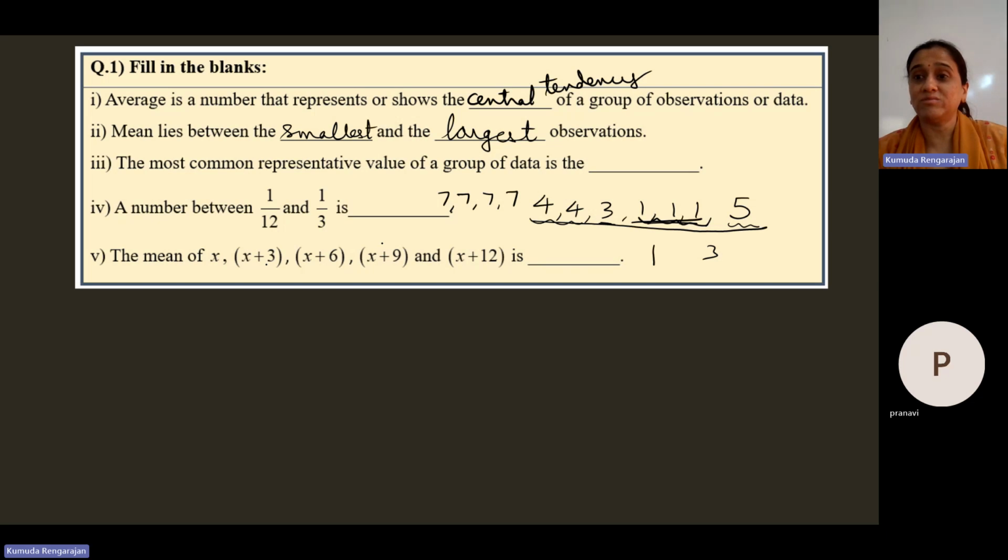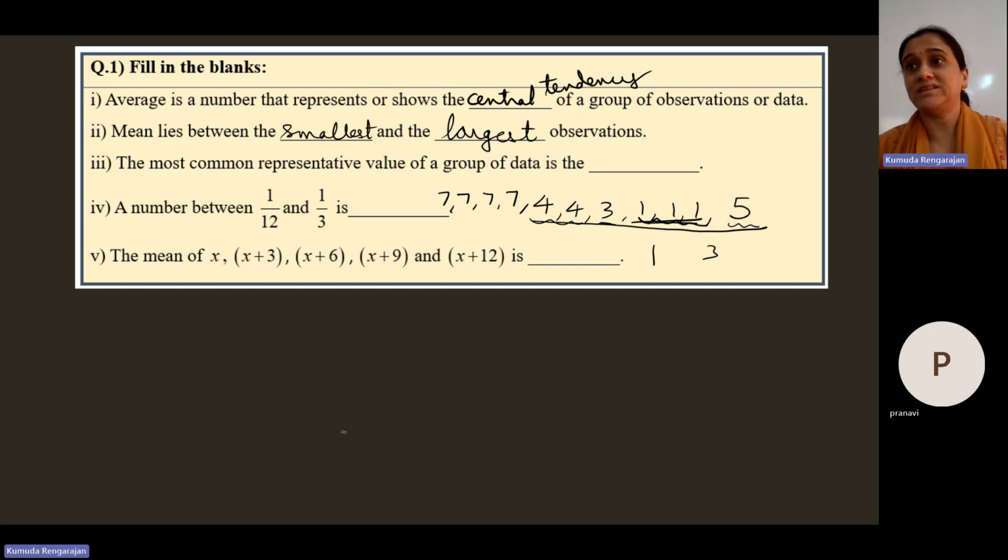7 happens 4 times. 1 happens only 3 times. Suppose I include these numbers in the same data. Now 1 happens 3 times, but 7 happens 4 times. So which is that value which has the highest frequency? 7. So what's the mode? 7. So in this example, the highest value of the data is the mode.